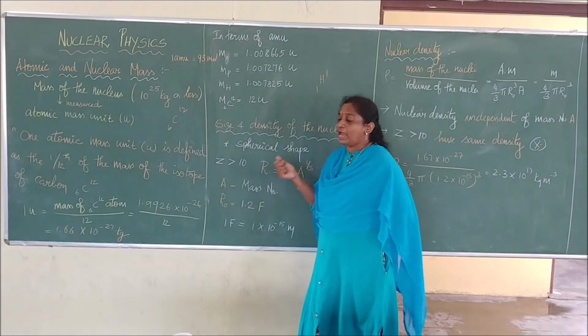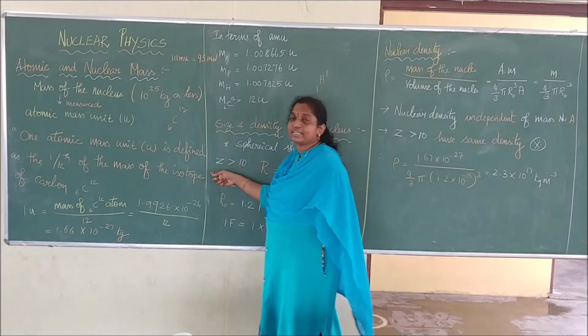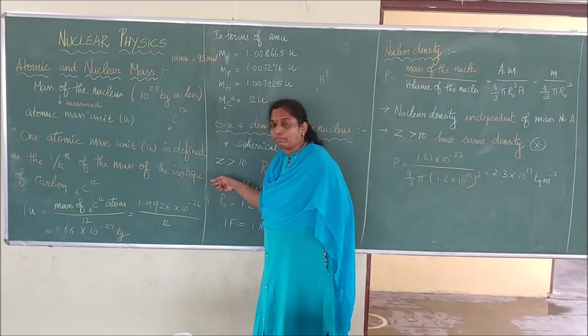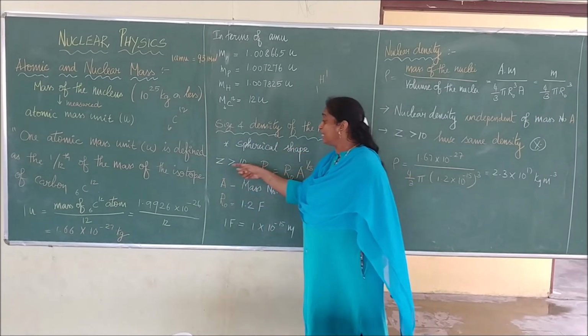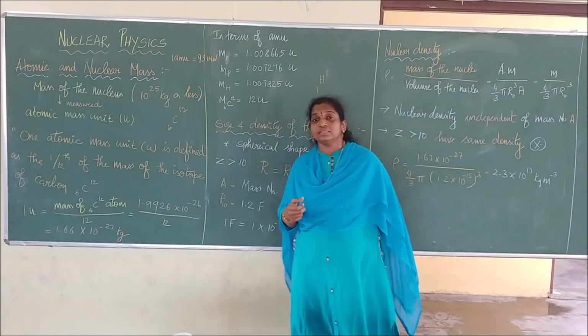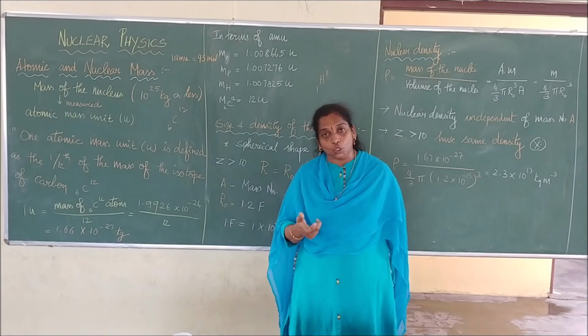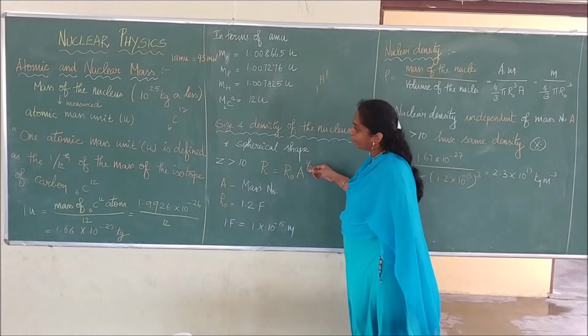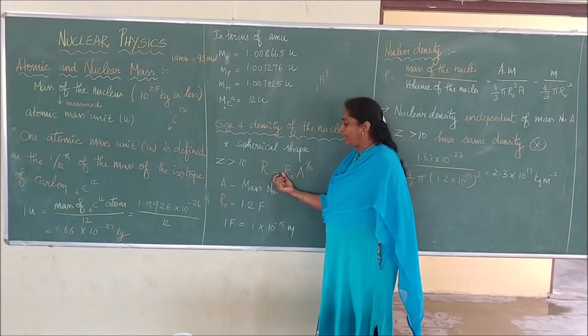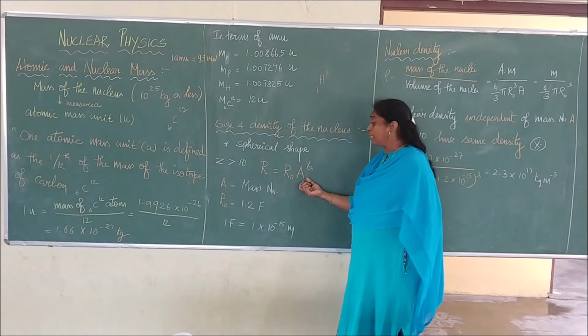Spherical in shape, and they are saying what Z stands for? Z is the atomic number. When the atomic number is greater than 10, they represent an empirical equation to give the size of a nucleus. What is the equation? This is a very famous equation. The radius will be equal to R0 into A power 1 by 3.